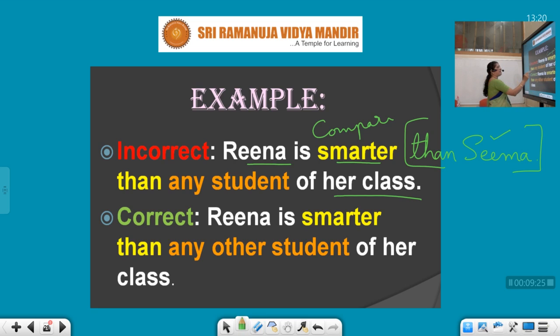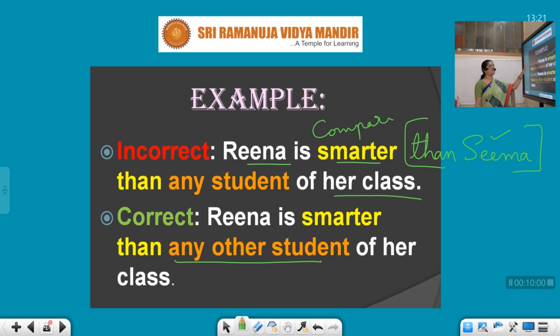then we have to use any other student in the class. Reena is smarter than any other student. We are supposed to write any other. That means no other student is as smart as Reena. That's how you write a positive. So remember very, very carefully, we are using ER, a comparative word, in a superlative sense. That means she is the smartest in the class. But instead of using smartest, I've said she's smarter than any other.